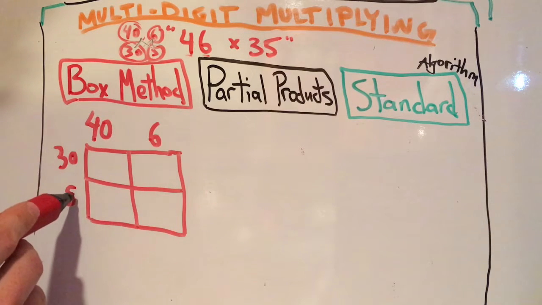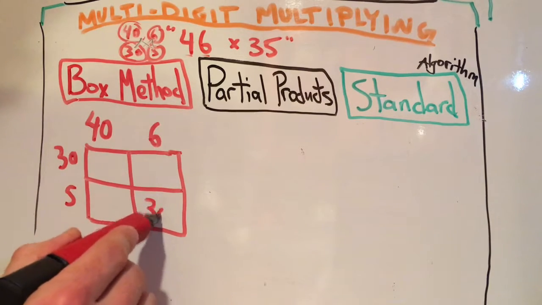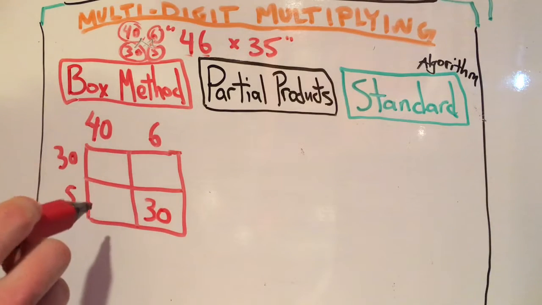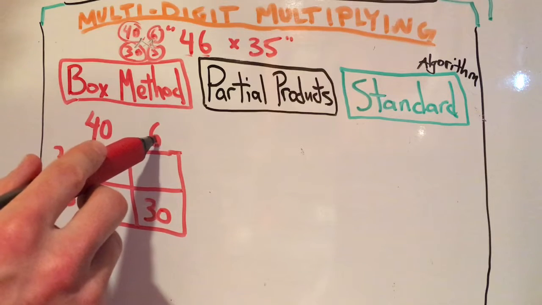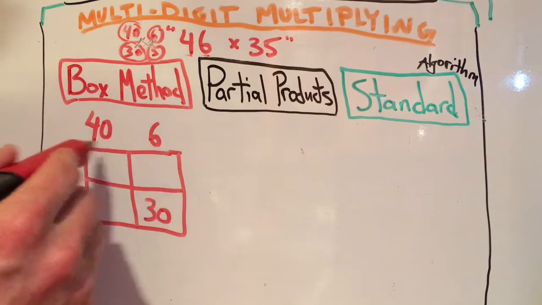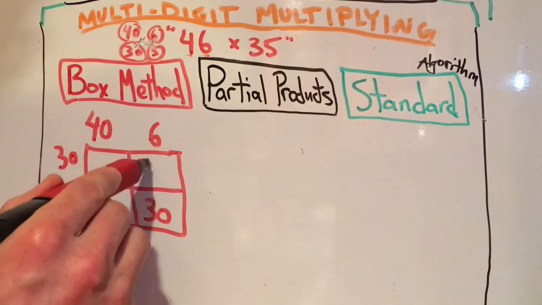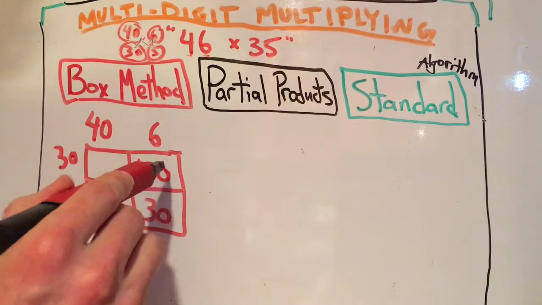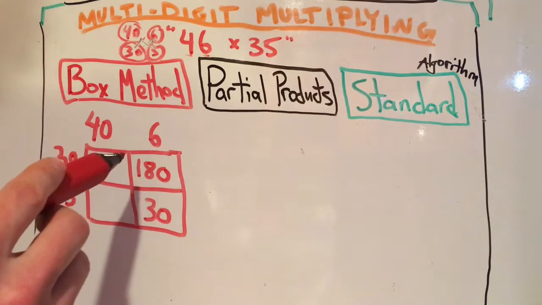So you can see over here, the 5 being multiplied by the 6, its answer goes here. 5 times 6 is 30. When the 6 is then multiplied by 30, that's like 6 times 3, but 10 times bigger. So 6 times 3 is 18. 10 times bigger is, adding that other 0 there, 180.